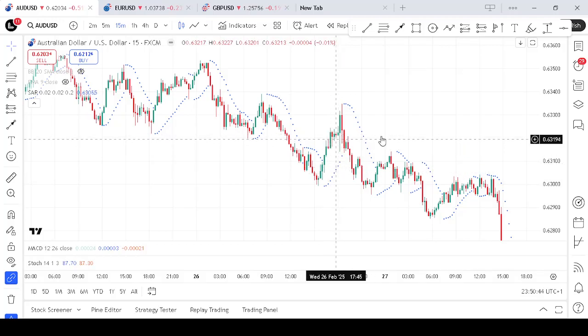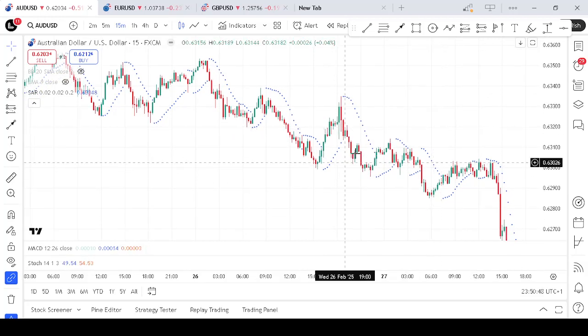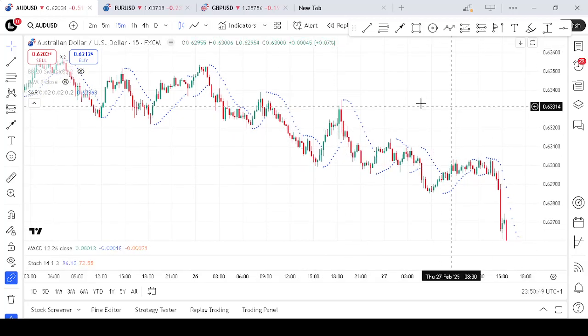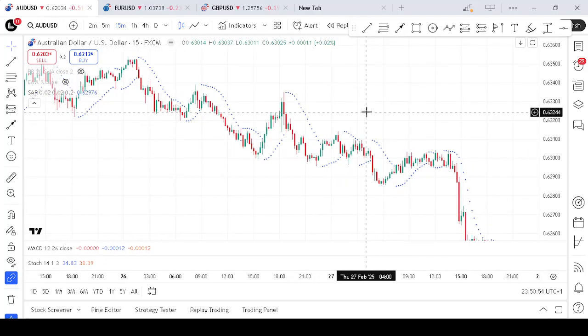We need to know how to combine all these indicators together, and this will help us take efficient and good trade setups for scalping.